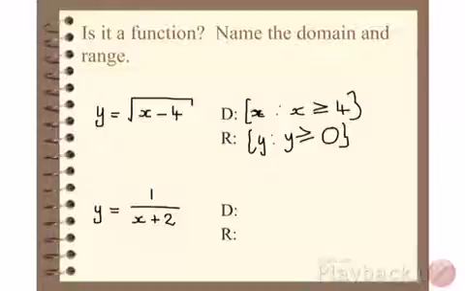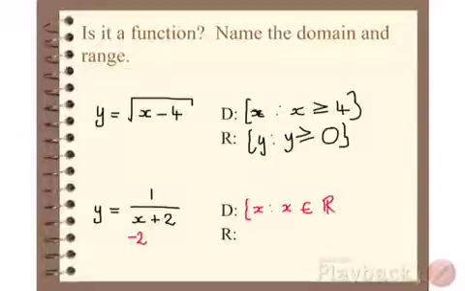If my x was equal to negative 2, sorry, I'll just do that with a different colour pen. If my x was equal to negative 2, then I would be dividing by 0, and that won't work because that's undefined. So my domain can never have a value of minus 2. So I will say that my x is an element of all the real numbers except negative 2.